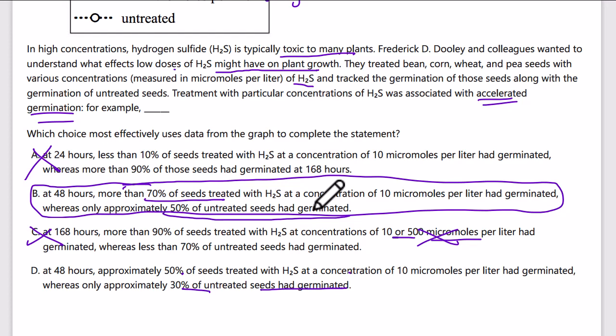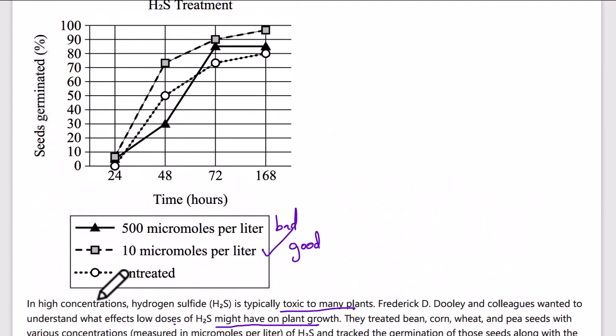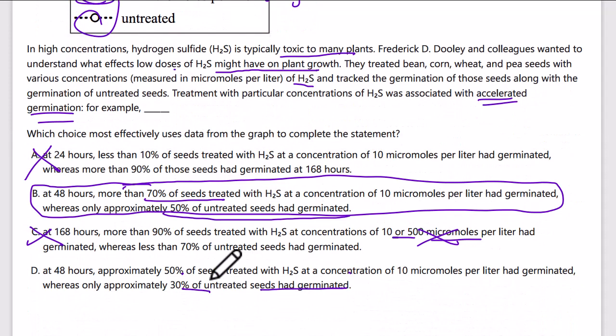So wait a second, this is the same thing as B. The numbers are different. So did we get our numbers right? Let's check the numbers, see if it's true to the graph. Because B and D are saying the same thing. What are the right numbers? At 48 hours, 10 was 70, and none is 50. B is the right number. D is simply not correct relative to the graph. So right idea, same as B, but wrong numbers. B is the answer. We need both true to the graph and relevant to answer the question.